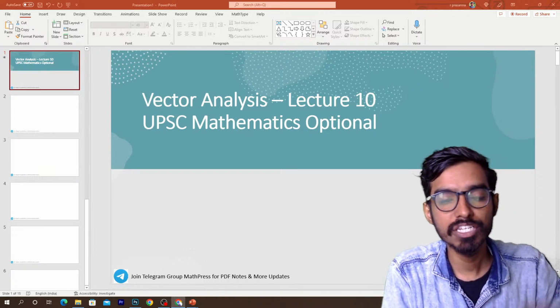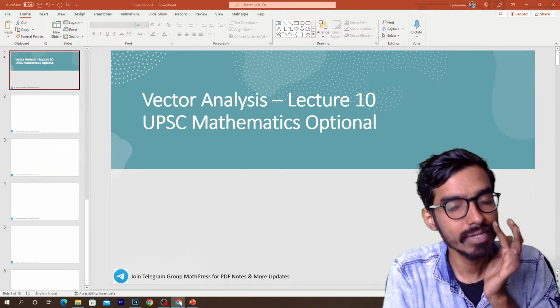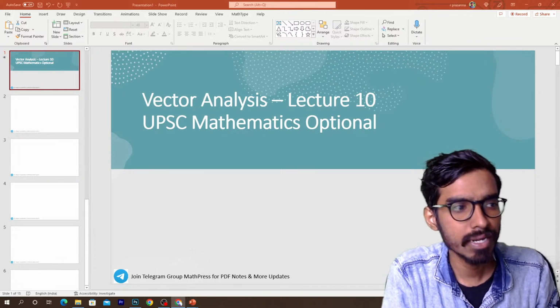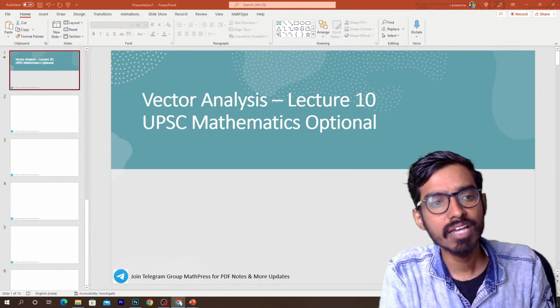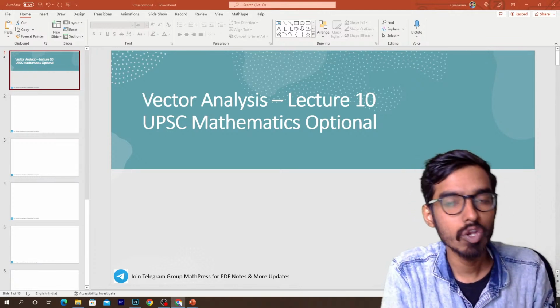We have already finished one topic, which is gradient, divergence, and curl, and we have also conducted a test on that topic. The next topic that we're going to complete today is line integral, surface integral, and volume integral.